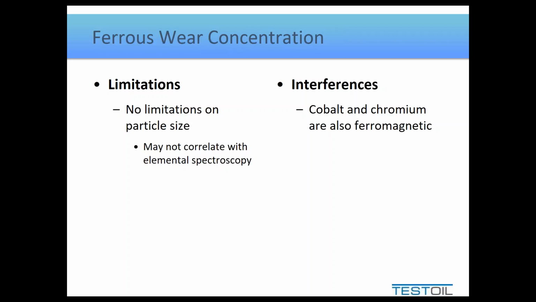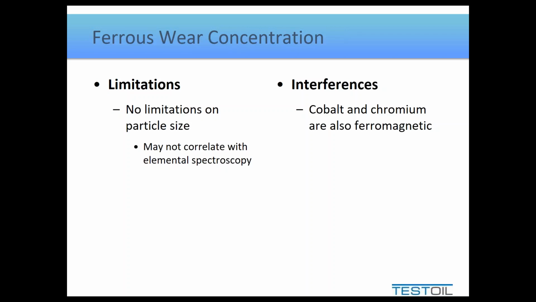If both values are high, then it's transitioning from normal to abnormal, and if elemental spectroscopy is low and only ferrous wear concentration is high, then you know all your particles are of a critical size. So the correlation between these two, though it doesn't correlate directly, how it correlates does tell us some information as to the severity of the results.